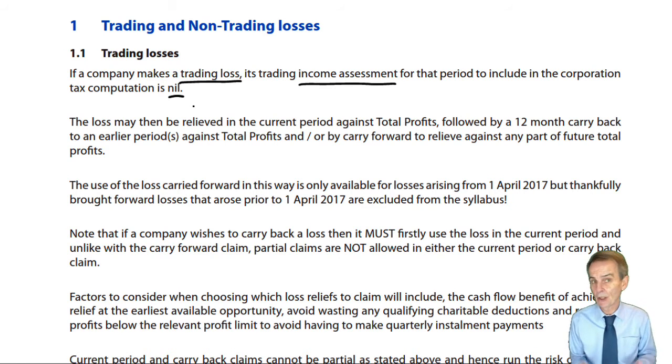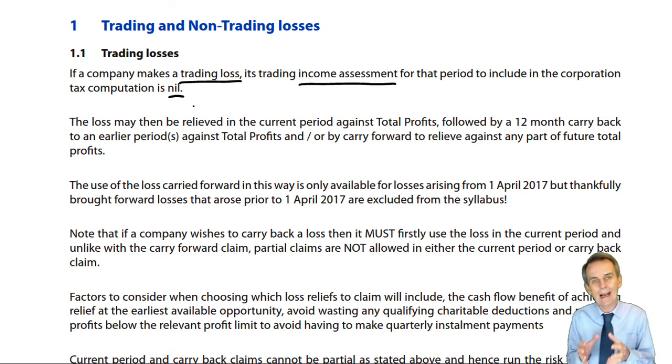You can use it in the current period, as you could for income tax in the current tax year, by setting off against other amounts that would be chargeable to corporation tax in that current period. We'll discuss that in a moment. And other than staying where you are in the current period, there are two directions you can travel in. We can, of course, carry back to an earlier period, or we can carry forward to a future period.